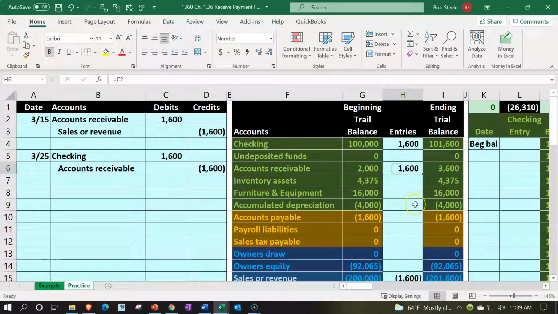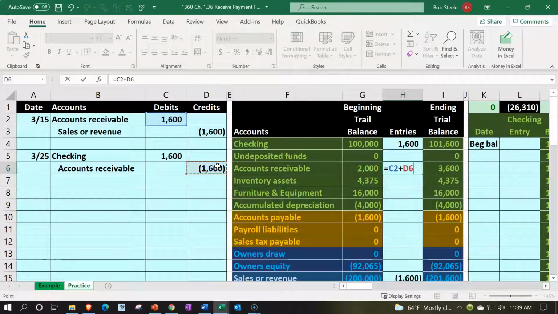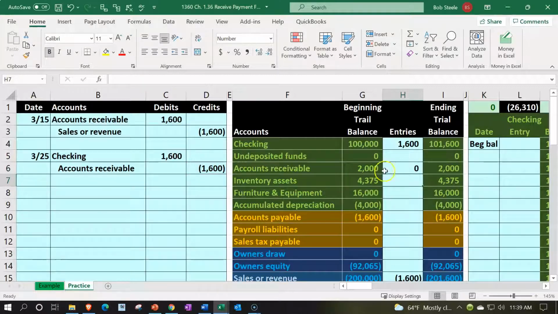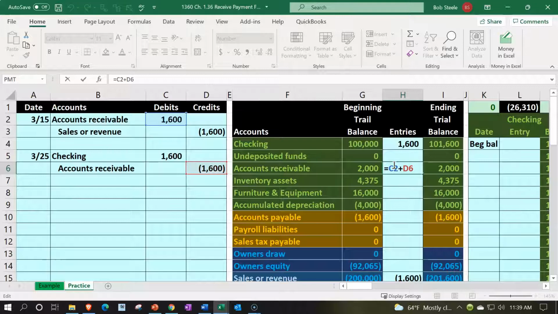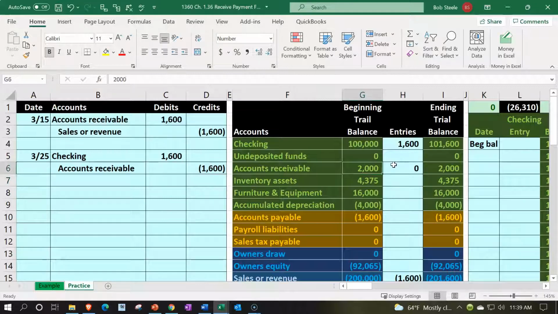There's something in accounts receivable. So I'm going to double click on it, go to the end of my formula, say plus that negative number or the credit. So now I have debited and credited it. That means the difference or change goes back down to 0. So we got the 2,000 back to the 2,000 here.